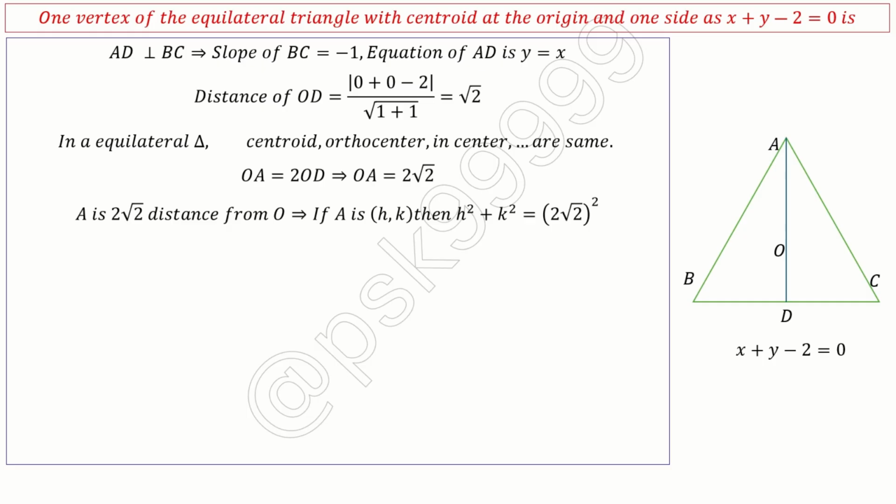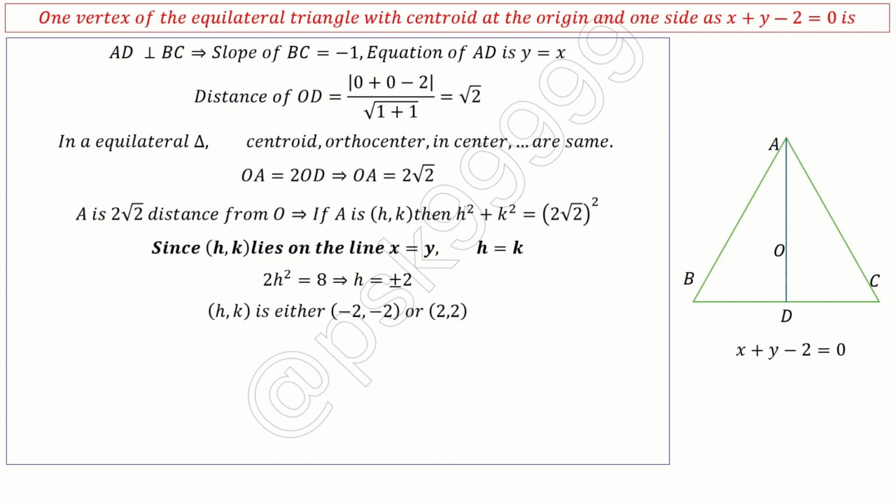A is at distance 2 root 2 from the origin. So if A is h comma k, then h square plus k square equal to 2 root 2 whole square. Correct? This is the distance formula, simply applying it, assuming A is h comma k. Now we know that the equation of AD is y equal to x, which means the y coordinate and x coordinate will be the same. So h equal to k. If h equal to k, I substitute it again: 2h square equal to 8, or h is equal to plus or minus 2. That means h comma k is either minus 2 comma minus 2 or 2 comma 2.